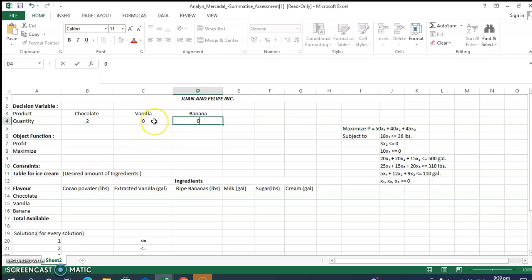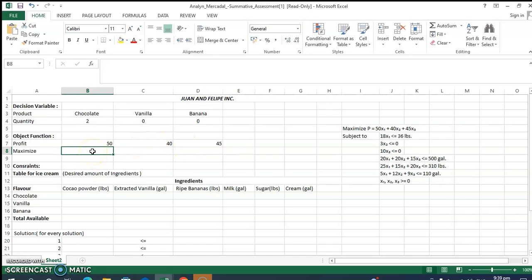It's because they have no more stock. The chocolate still has some. So the profit for chocolate is amounted to 50 pesos. And for vanilla is amounted to 40 pesos. And for banana is amounted to 45 pesos.